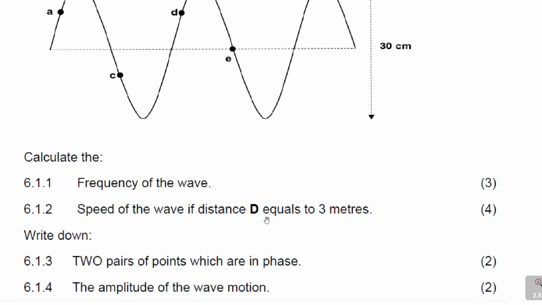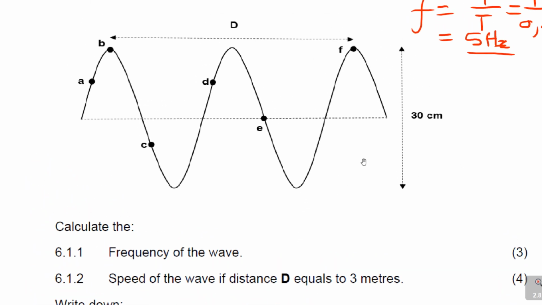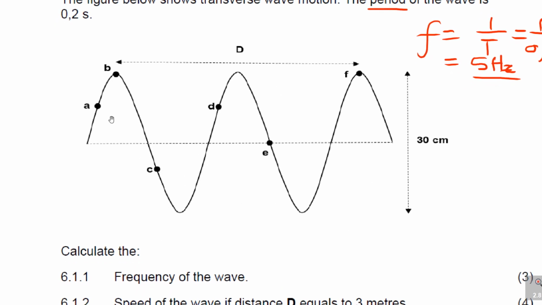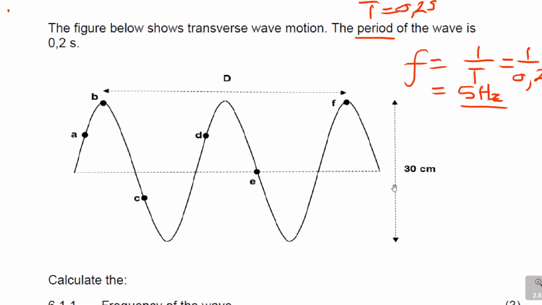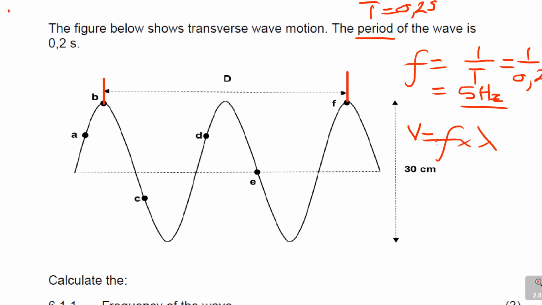The speed of the wave if the distance d equals 3 meters. Let's look at d now. 4 marks. Now look at distance d. You see, starting from this point to that point, if you ask yourself, is this the wavelength? No. Remember a formula for v. V is equal to f times lambda, frequency times wavelength. I know the frequency already. V is equal to 5, but my wavelength now, d is not equal to wavelength.